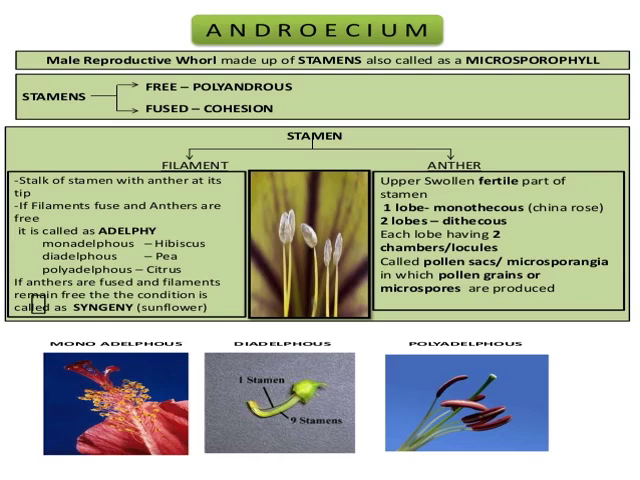So we have three forms. The second part is anther, the upper swollen fertile part of the stamen that is present at the tip of the filament. That is called anther. If anthers are fused and filaments remain free, then the condition is called syngenesious.